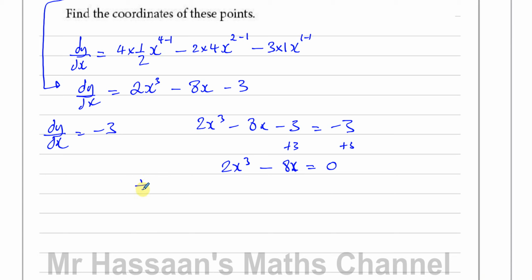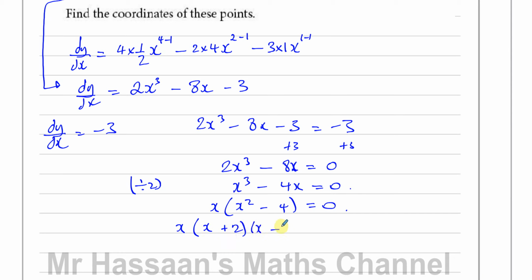First of all, let's divide everything by 2 to get rid of the common factor of 2. So you have x cubed minus 4x is equal to 0. Then we can take out the common factor, which is x. So we have x squared minus 4 inside the bracket equals 0. And this will factorize even further. This will be x plus 2 and x minus 2. This is called a difference between two squares. When you factorize x squared minus 4, this is a difference of two squares.